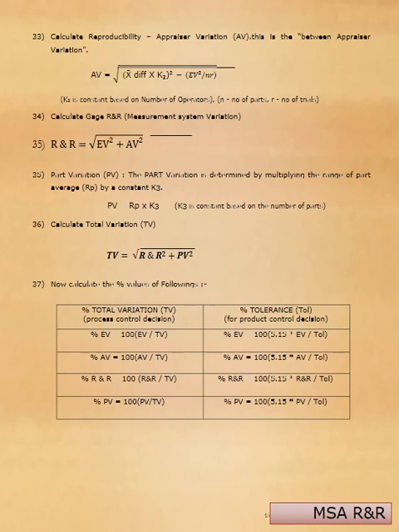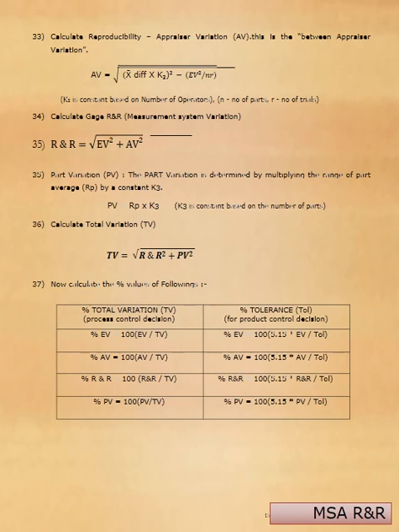Part variation. Part variation is determined by multiplying the range of part averages, RP, by a constant K3. K3 is a constant based on the number of parts. Calculate total variation. Total variation equals the square root of R and R squared plus part variation squared.